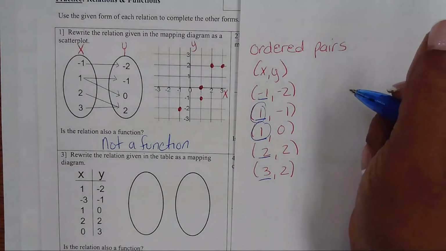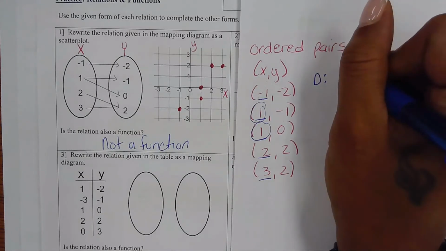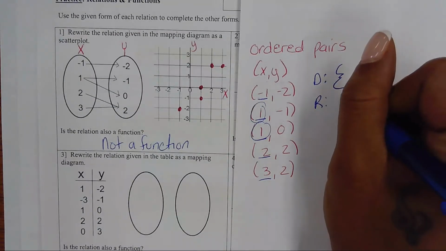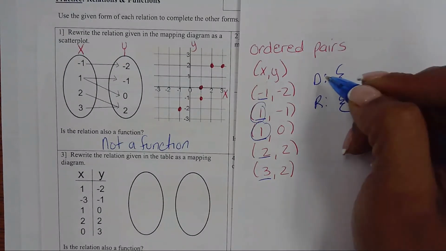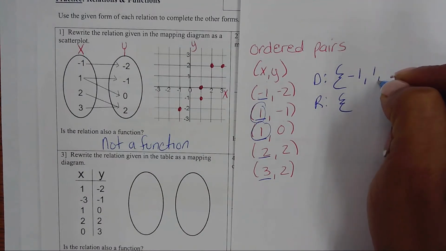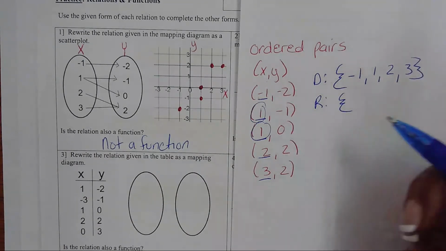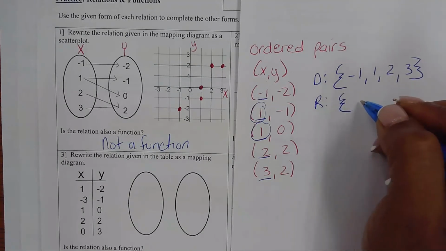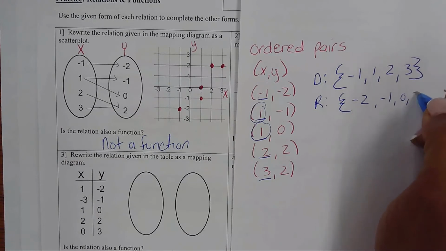Okay, and then I also want to take this a step further to list my domain and range. So I'll use D and R. All right, so in my domain, remember those are all of my x values. So I'll have -1, 1, 2, and 3. Notice I didn't write the 1 twice. All you need to do is write it 1 time. And then my range, which is all of my y's, will be -2, -1, 0, and 2.